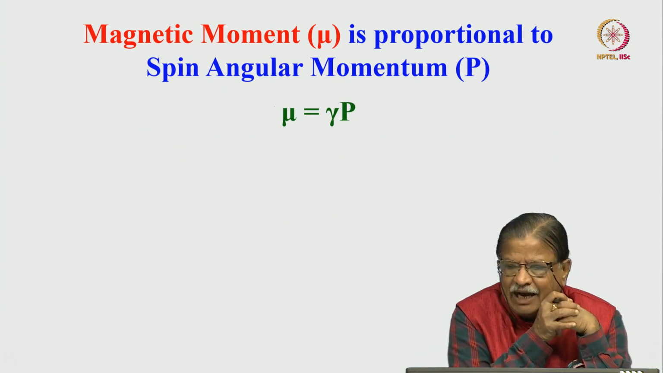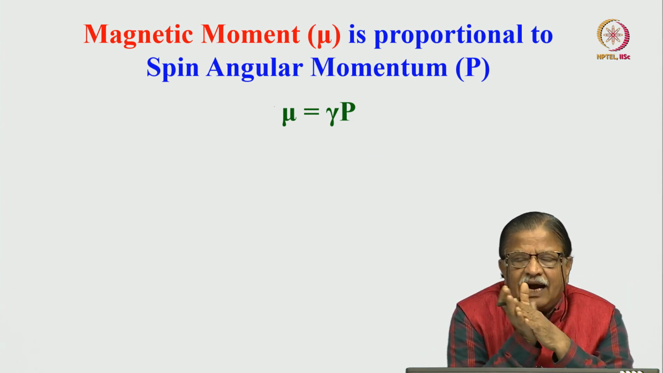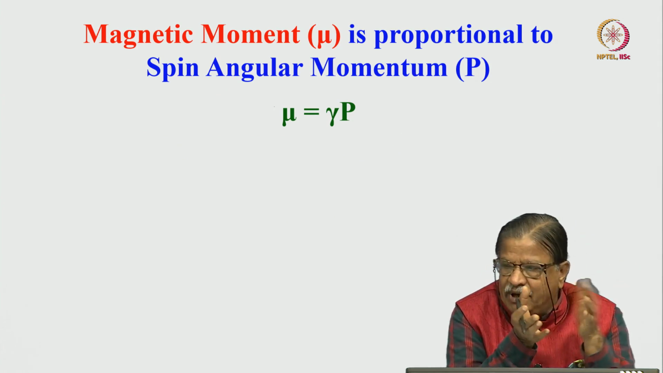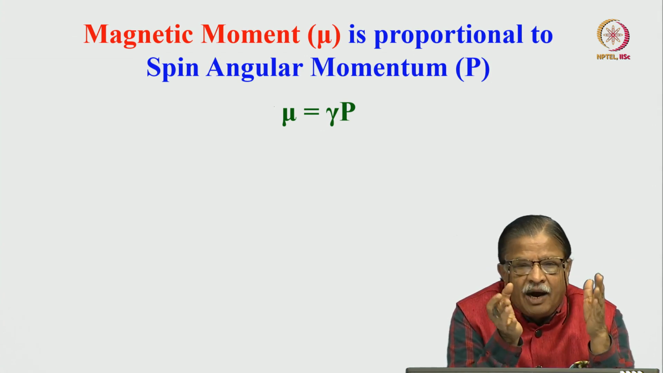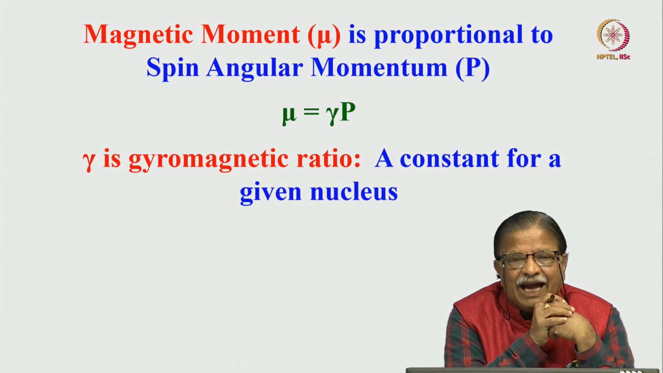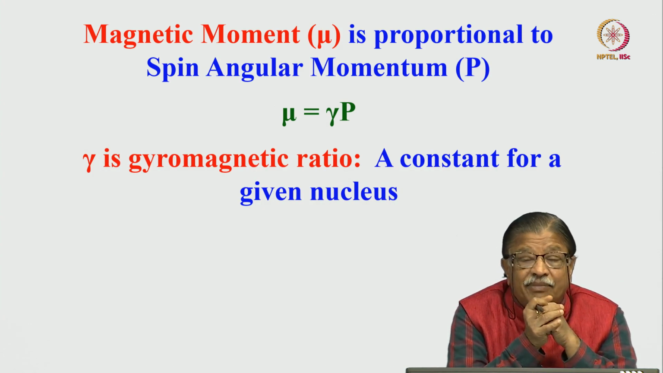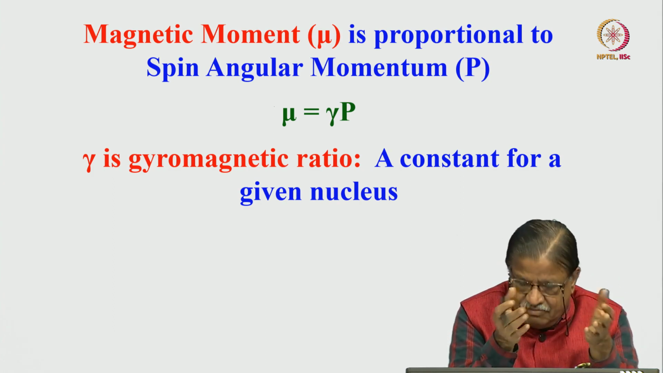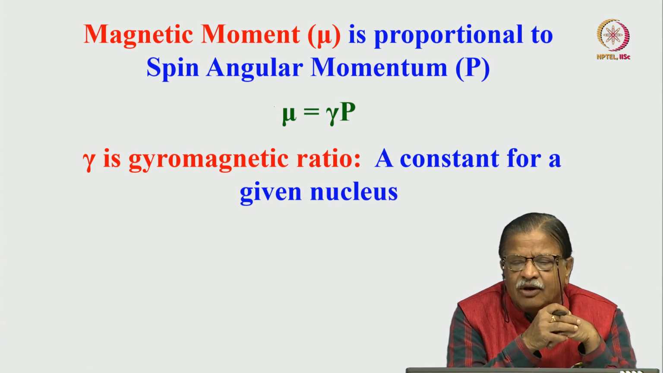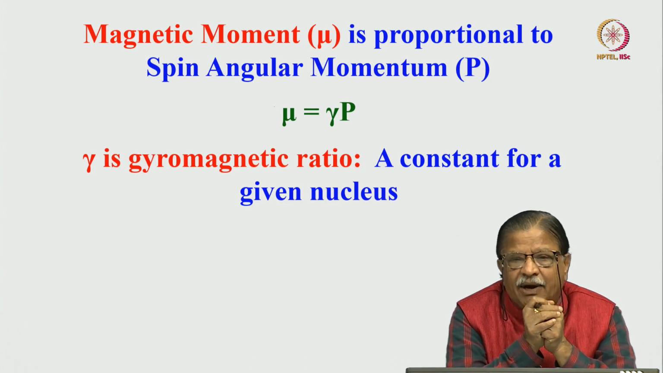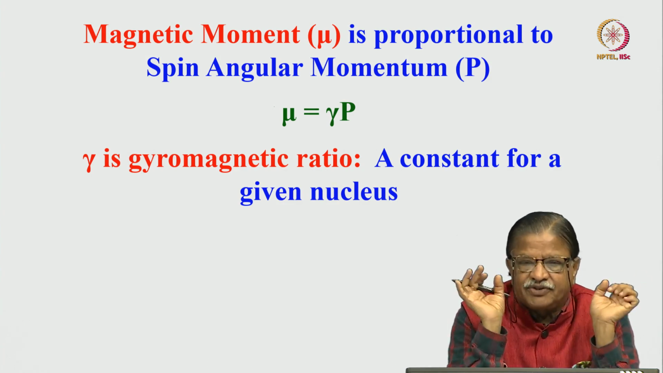The magnetic moment mu is proportional to the spin angular momentum P, given by a simple equation: mu is equal to gamma times P. What is gamma here? Gamma is called the gyromagnetic ratio, and interestingly it is constant for a given nucleus. If I take the hydrogen atom or proton nucleus, it has one gamma. Go to carbon 13, nitrogen 15, different nuclei, they have different gamma. But for a given nucleus, that gamma is a constant.